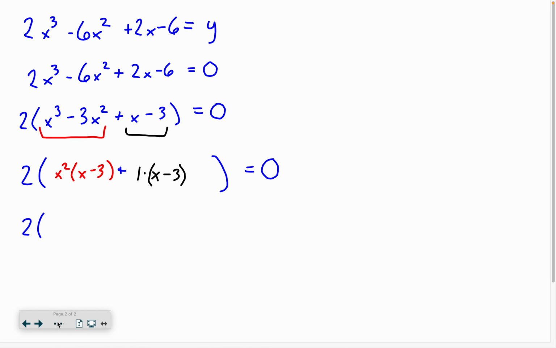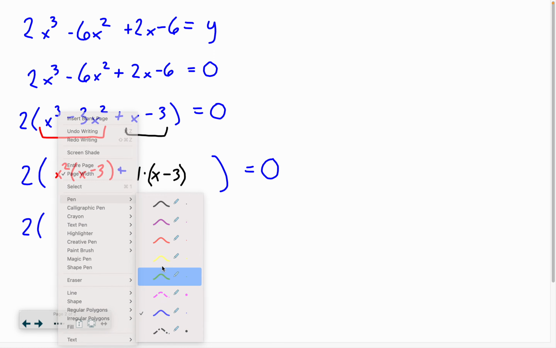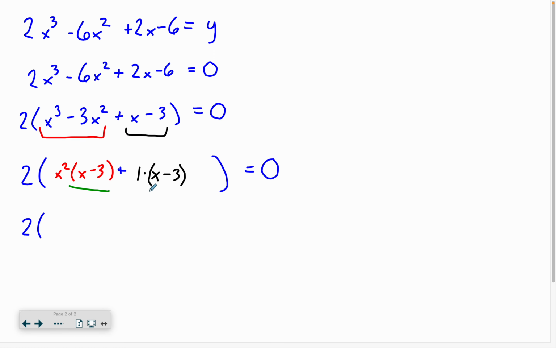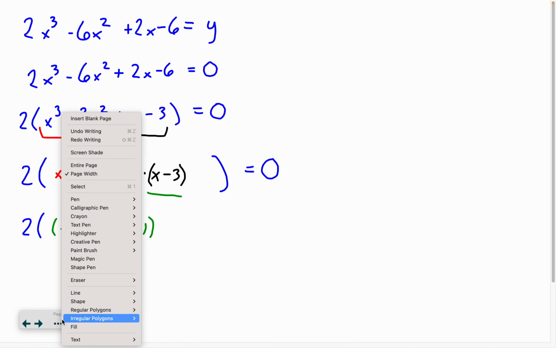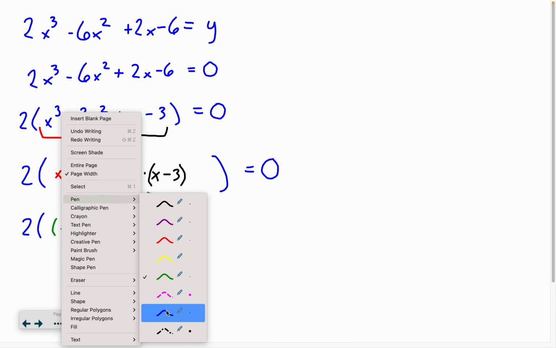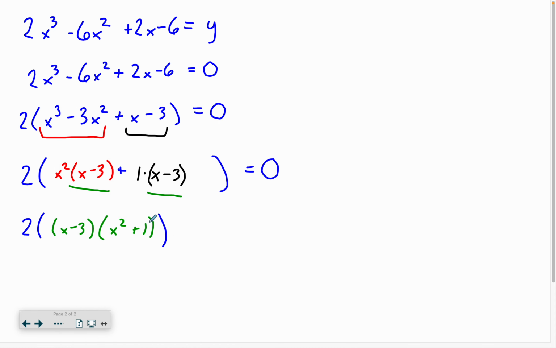And then now each of these, I'll do this in green, x minus 3 is an x minus 3. And then what's remaining in this first term inside those blue parentheses is x squared. And what's remaining in the second term is the plus 1. So that's the really big advantage of writing that 1 there, so you don't forget that second term in this binomial. And that equals 0.